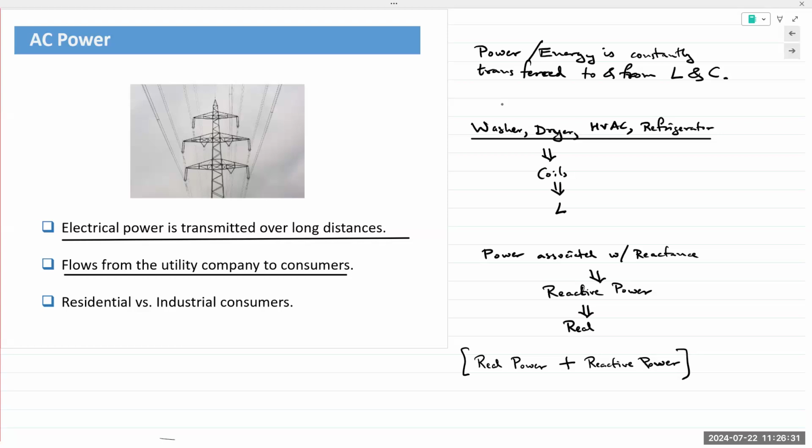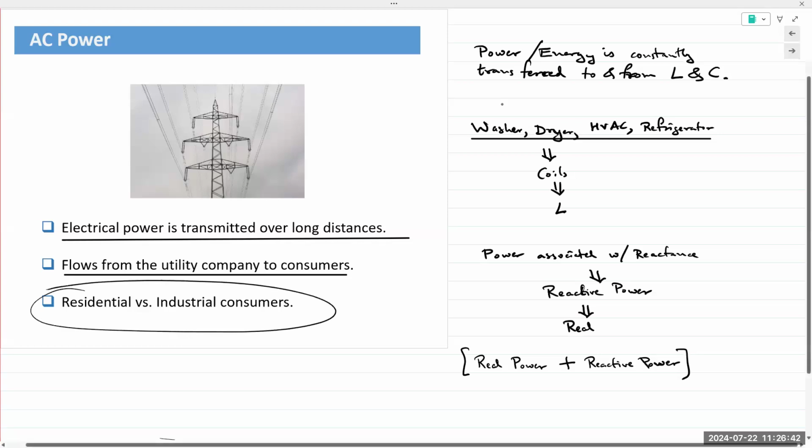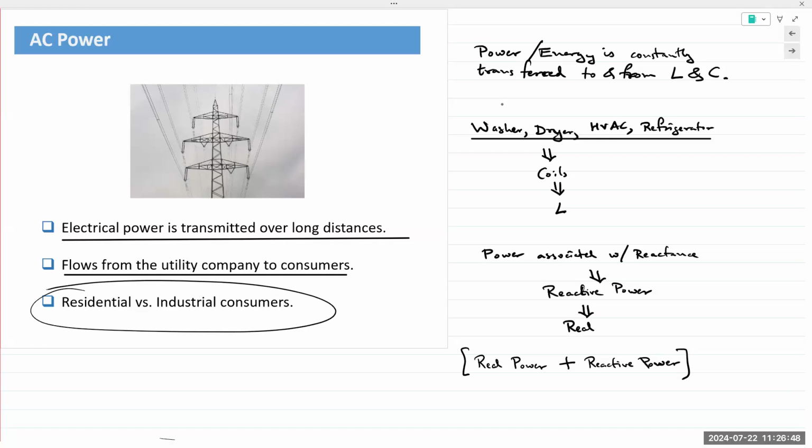Okay, so if you have a utility company, it is sending energy to the consumers. Consumers are of two kinds, residential versus industrial. Residential consumers, the biggest appliances are washers, dryers, HVAC units, refrigerators, perhaps ceiling fans. Compared to an industrial customer, these are very, very small. So the inductance level of these appliances in a residential area is very tiny. The effect that these inductances have on the utility company is negligible.